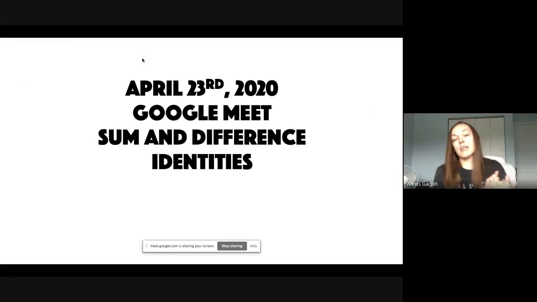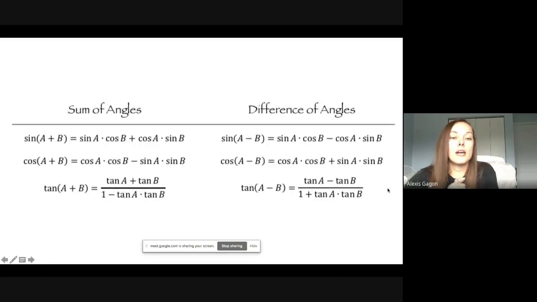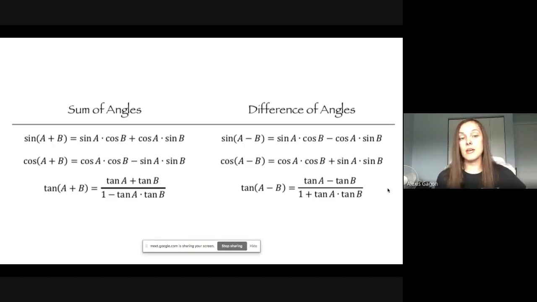So, sum and difference identities. These are the identities right here. You do not have to memorize these. I don't even think once you get to calculus they would expect you to memorize these. The ones we did last time, yes, definitely, I would have those in your brain. But these ones, just have them somewhere that you can reference.